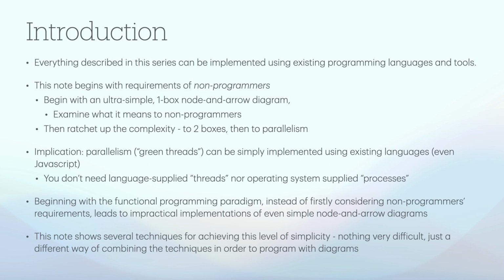Even basic node and arrow diagrams cannot be built in a simple way when programmers adopt the functional programming paradigm from the outset. I present several techniques for augmenting programming tools with simple approaches to distributed concurrency. None of these techniques are particularly challenging. They are merely methods of combining existing techniques to program using diagrams.